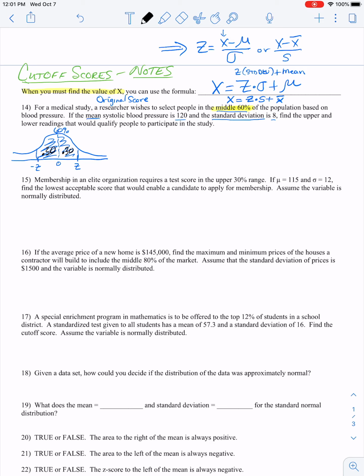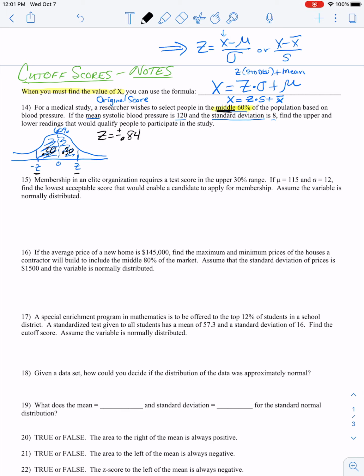Then using your standard normal table, for which you have one in your packet as well as in your textbook, you want to look up in the guts of the table the value of z closest to 0.3. When I look up on my chart, I see 0.84 to be the closest value. And I'm going to put that as a plus minus because I have a z right and a z left because of the description, middle 60%.